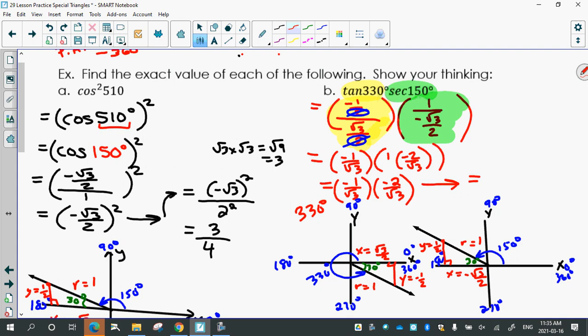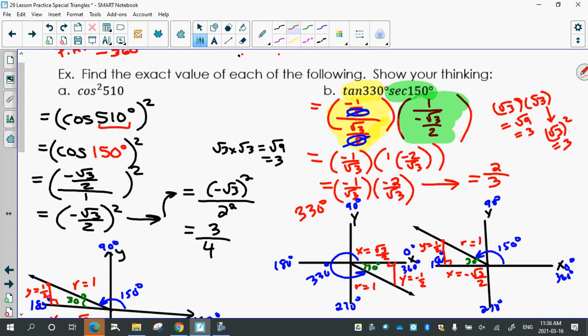And then when you multiply 2 fractions, you multiply the tops together. So negative 1 times negative 2 is positive 2. Root 3 times root 3 is 3. Good. So root 3 times root 3 is either root 9, which is 3, or root 3 squared, which is 3. So that's a challenging way to write 2/3.